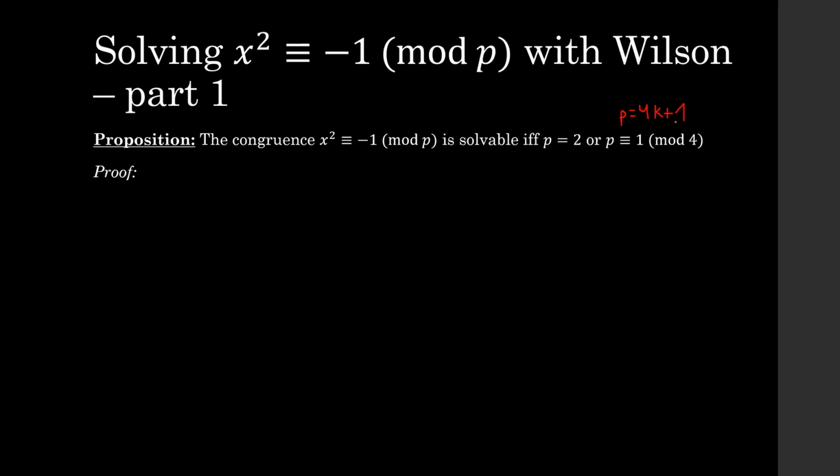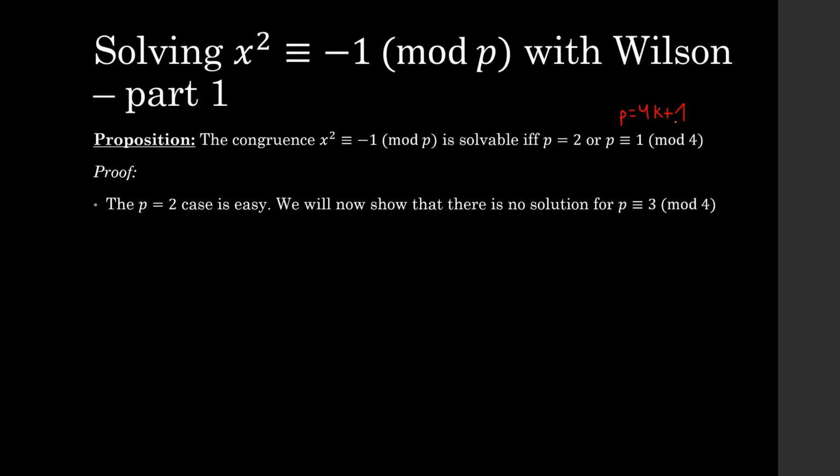So let's look at the proof of this. The p equals 2 case is pretty easy, right? And I mean, you can just look at it. Mod 2, 1 squared is congruent to minus 1, because minus 1 is congruent to 1 mod 2. Mod 2 is generally not very interesting, because I only have to consider really two distinct integers, the odds and the evens. So the p equals 2 case is pretty easy.